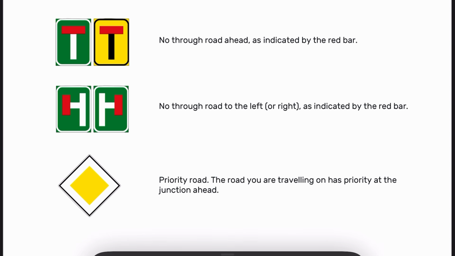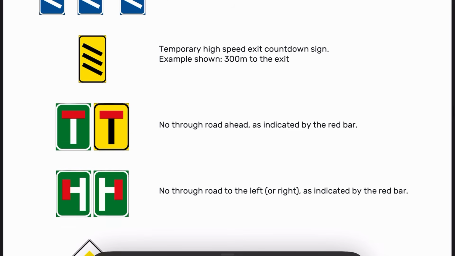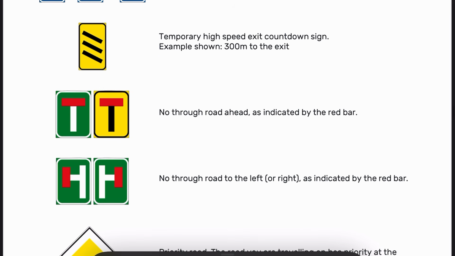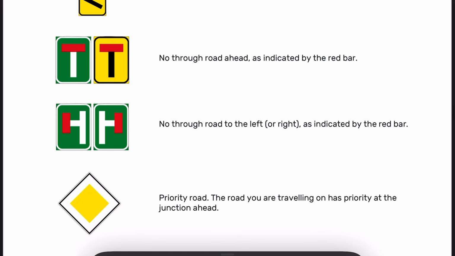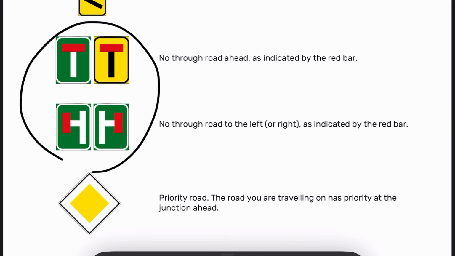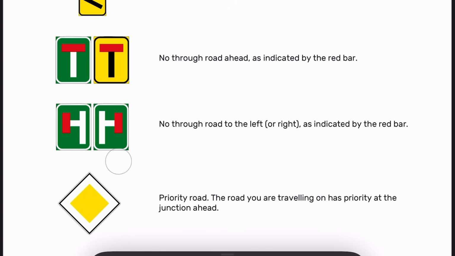Okay. And then this one, the yellow one, a temporary sign. Then these signs are called cul-de-sac signs. They are telling you that there is no way through. Where there is red, there is no way through. Danger, there is a dead end there.